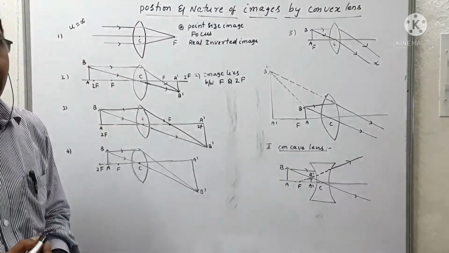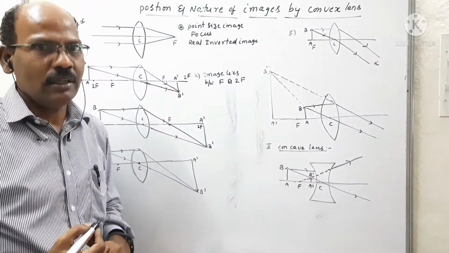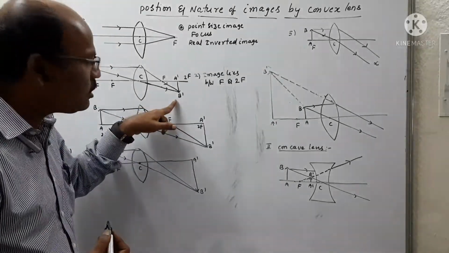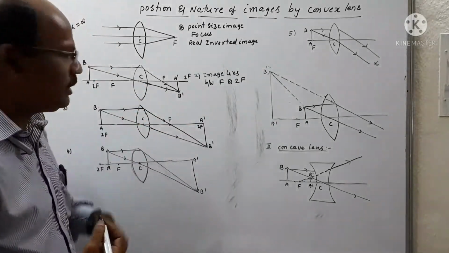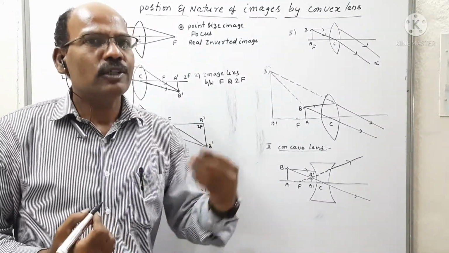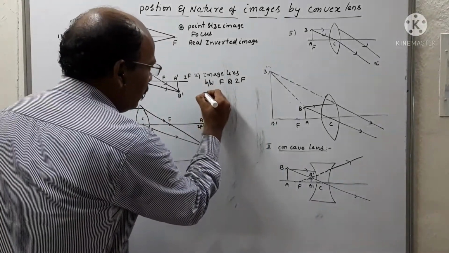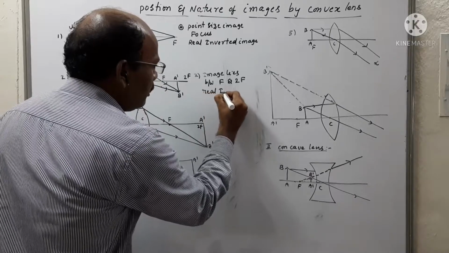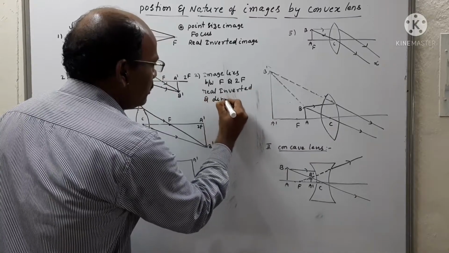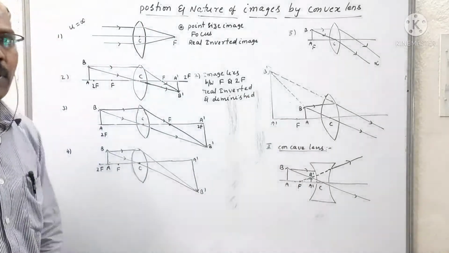What is the nature of image? So here also we are observing a real inverted image. But what is the size of the image when compared to object? The size of the image is very small when compared to the object. Means it forms a diminished image. Diminished means small size image when compared to the object. So here we can also write it forms a real, inverted and diminished image. Means size of image is less than size of object.